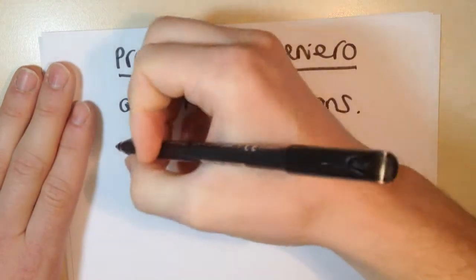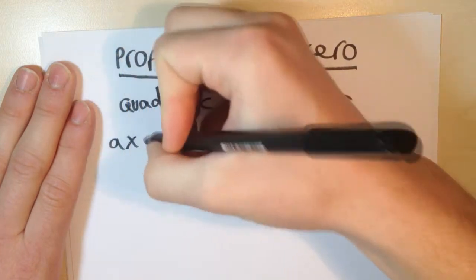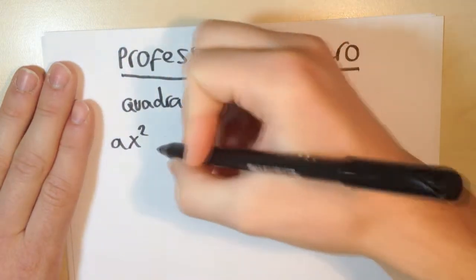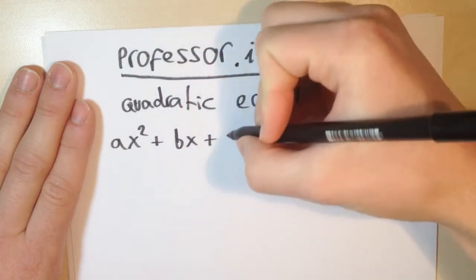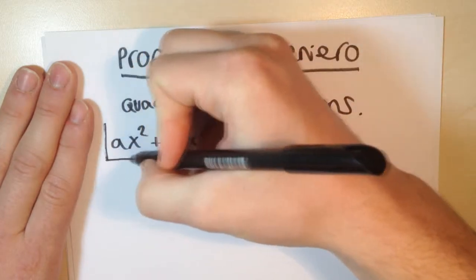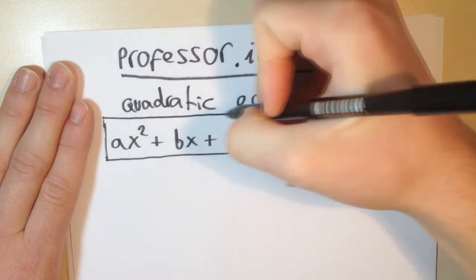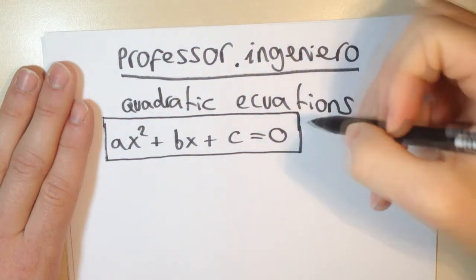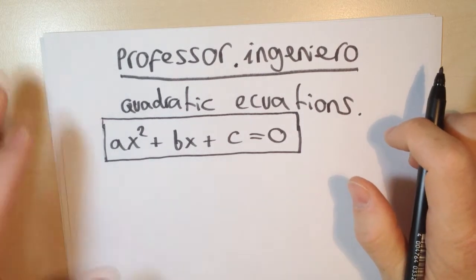The quadratic equations are this kind of equations: a x squared plus bx plus c equals 0. Every equation like this would be a quadratic equation. We have three different situations of quadratic equations.